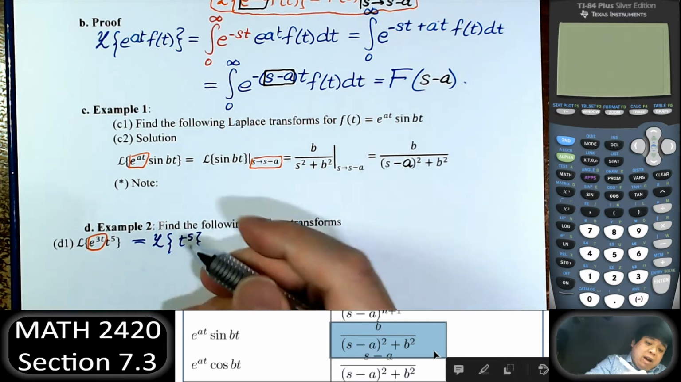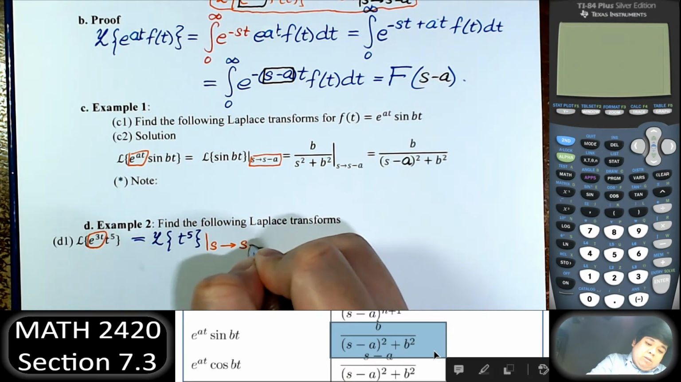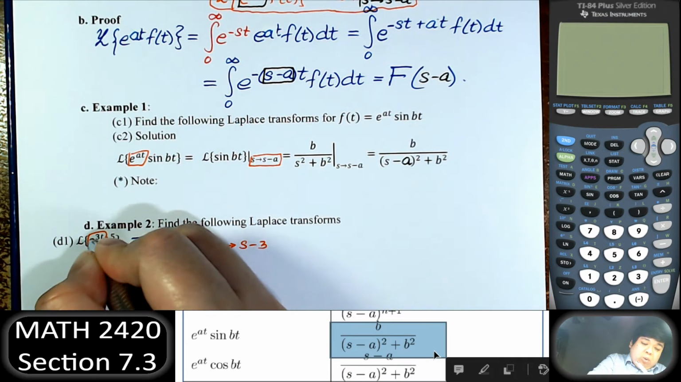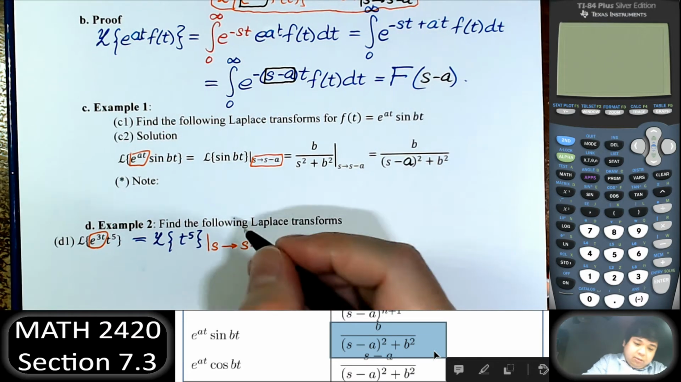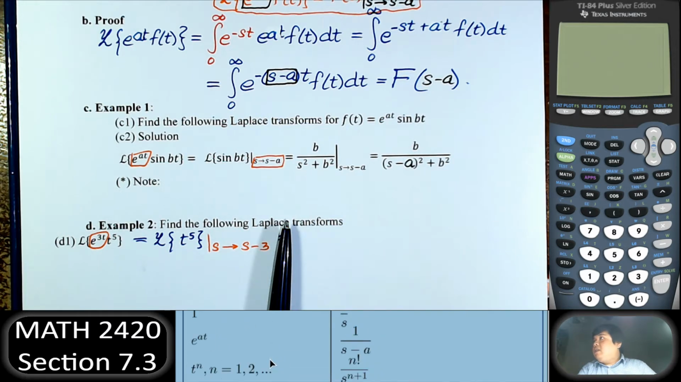And what we have after that, replace s by s minus 3. Right, t to the 5th. Laplace transform for that. We use this one.